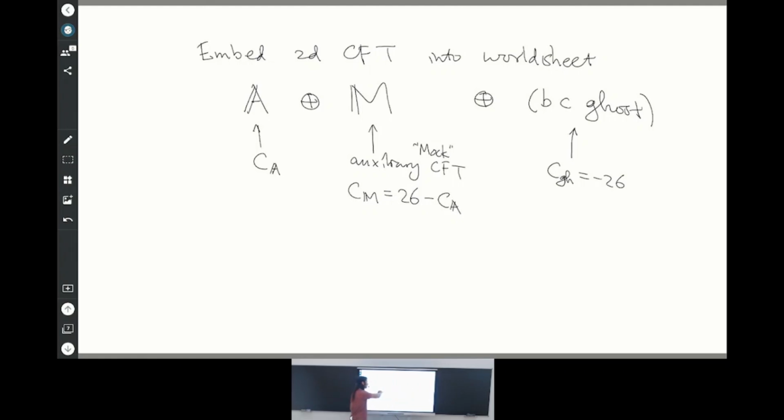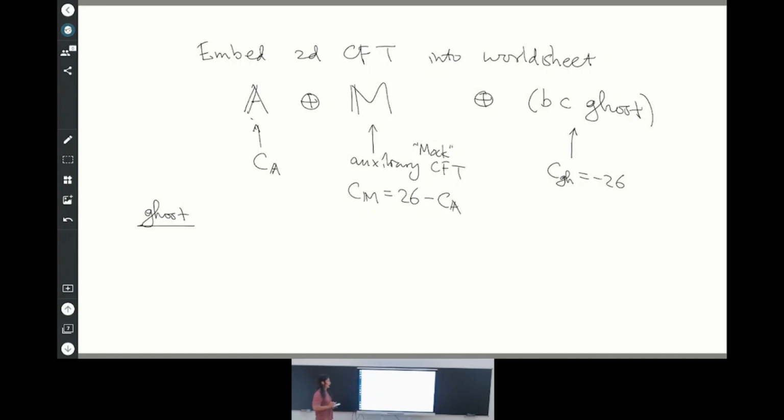So this is going to be the setup. Let me just say again that A is a CFT of interest. M, I don't really care what it is, except that it has this Virasoro algebra and suitable modules with respect to the Virasoro algebra of this central charge. And the BC ghost is a free non-unitary theory with the following properties. The BC ghost system.